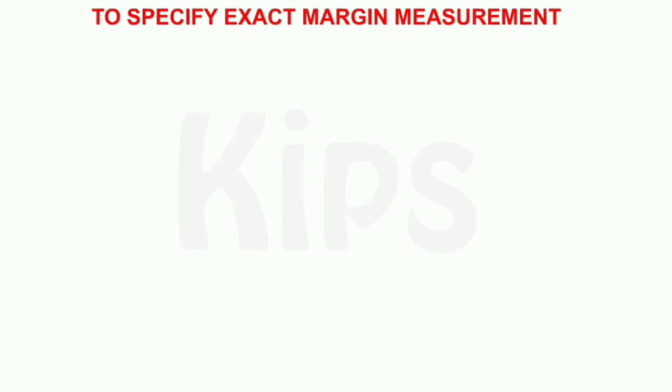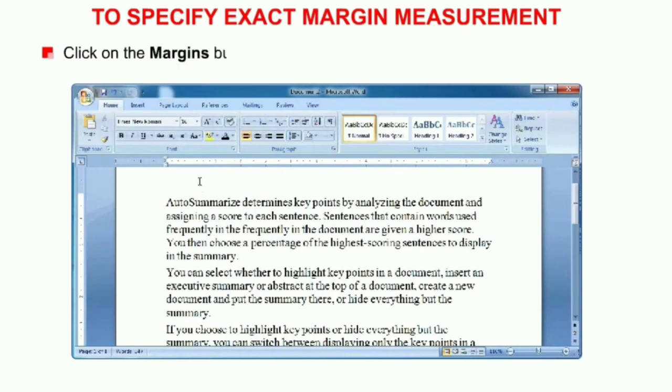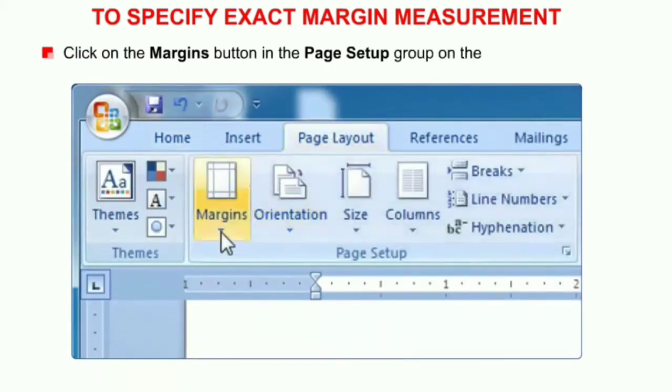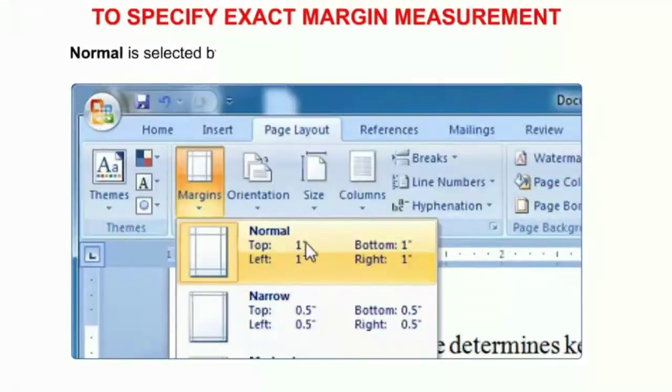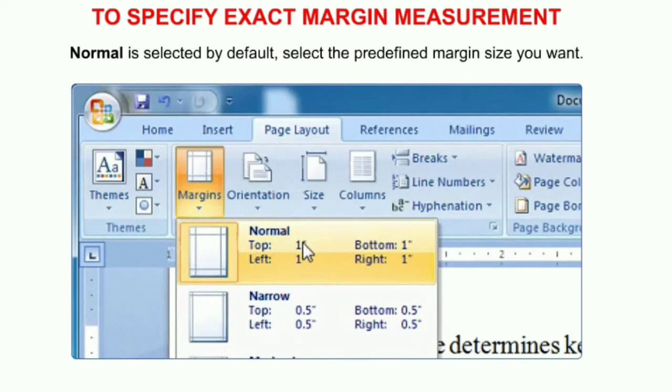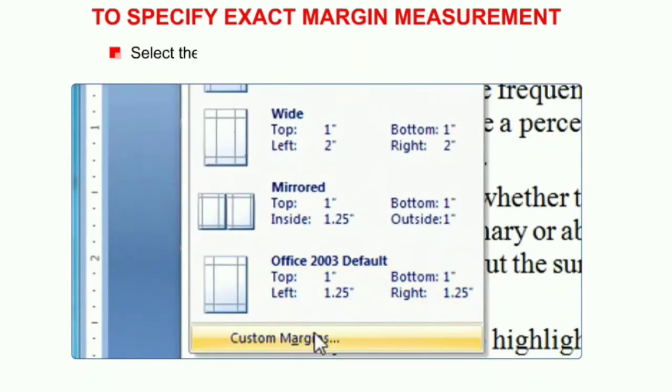Let me now guide you on how to specify exact margin measurements. Click on the Margins button in the Page Setup group on the Page Layout tab. Normal is selected by default. Select the predefined margin size you want. Or select the Custom Margins option from the drop-down list.